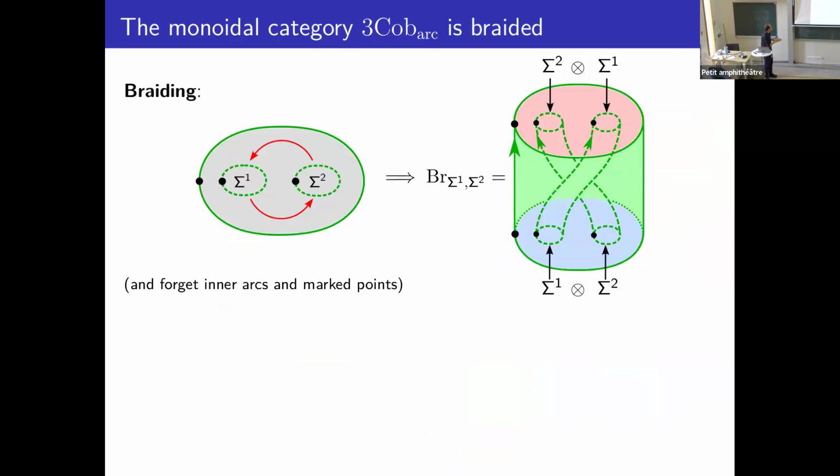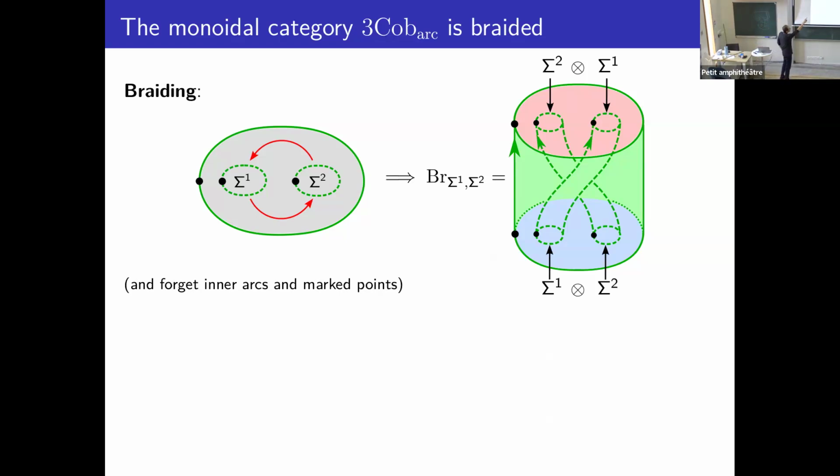And finally, there is a braiding on this category. So braiding, you can imagine it in this way. You take your two surfaces that you have made the monoidal product of, okay? So they are in a disk, and you have two pieces, and now you braid them like this. If you braid these two surfaces, you will get this image here, which is indeed a cobordism from sigma 1 tensor sigma 2 to sigma 2 tensor sigma 1, and it's easy to see that this satisfies the axioms of a braiding.